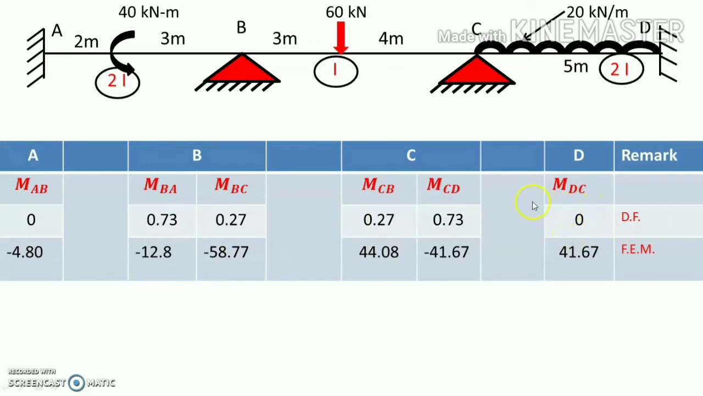Here is the unbalance. Here is the minus 12.8. Here is the minus 58.77. So summation of sigma MB is not 0 here. Also sigma MC is not 0. So we have to balance the supports B and C.